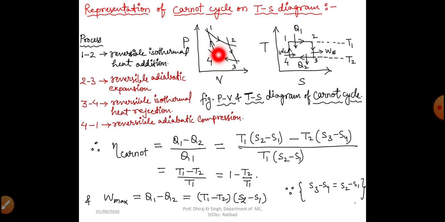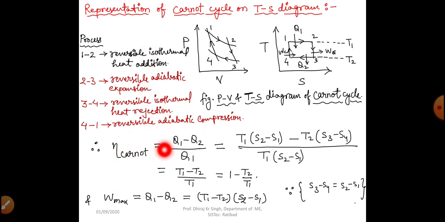So process 3 to 4 is a reversible isothermal heat rejection process. And the last process which completes the cycle is process 4 to 1, that is a reversible adiabatic compression process, right? A reversible adiabatic compression process is also an isentropic process. So 4 to 1 is our reversible adiabatic compression or isentropic process. Now we want to find out the efficiency of the Carnot cycle, right? Here I have written the processes and what kind of process will take place, so you can refer to it.